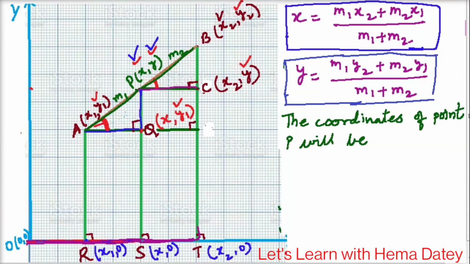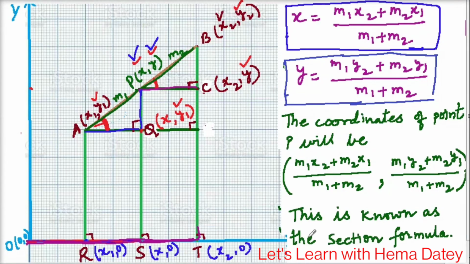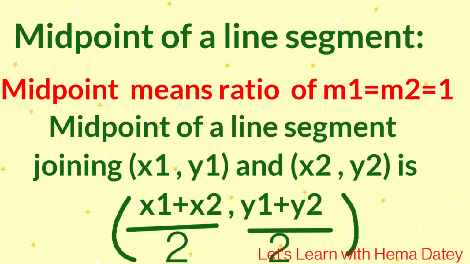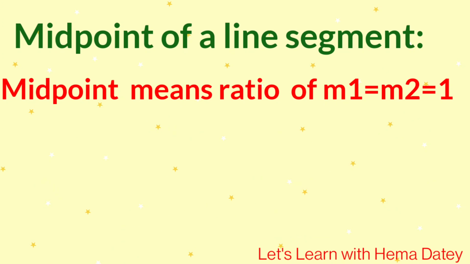In this way, the coordinates of point P will be m1x2 plus m2x1 upon m1 plus m2 and m1y2 plus m2y1 upon m1 plus m2. And this is known as the section formula. Midpoint of a line segment. Midpoint means ratio of m1 and m2 is equal to 1. Midpoint of a line segment joining point x1, y1 and point x2, y2 is x1 plus x2 by 2 and y1 plus y2 by 2.